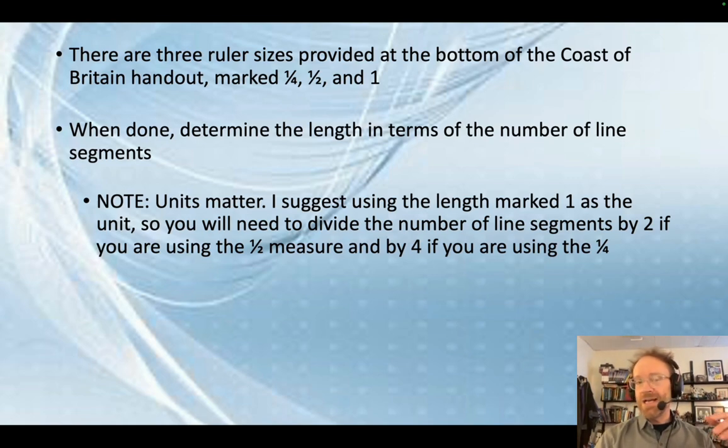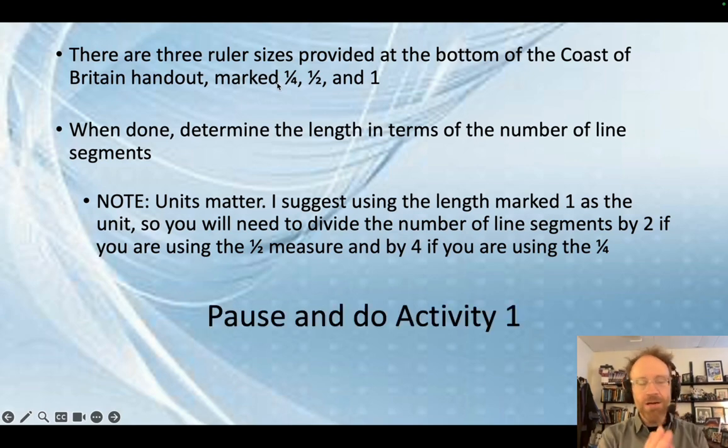That means that if you're using the 1/2 measure, you're going to get twice as many of these line segments as well. I should be careful with that. That's not quite true, as we'll see in a second. What I will say, though, is if you're using the 1/2 measure, you will need to divide the number of line segments by 2. And if you're using the 1/4 measure, you'll divide the number by 4. You can also think of it as just multiplying the number of line segments you got by the ruler length, 1, 1/2, or 1/4. So pause here and do activity 1, and we'll come back together and see what we get for those lengths.